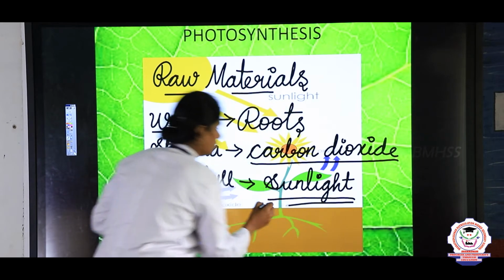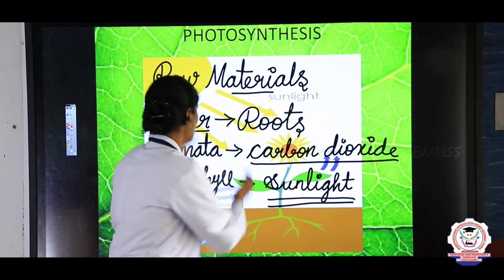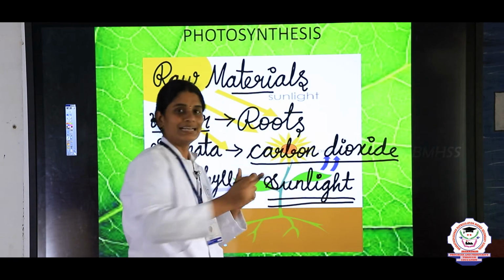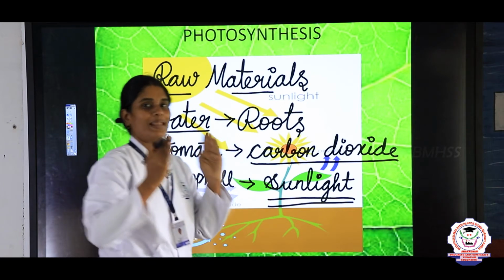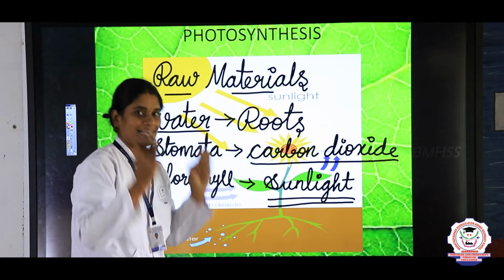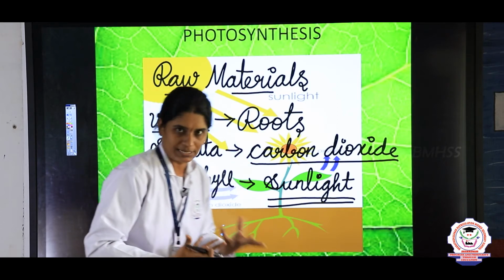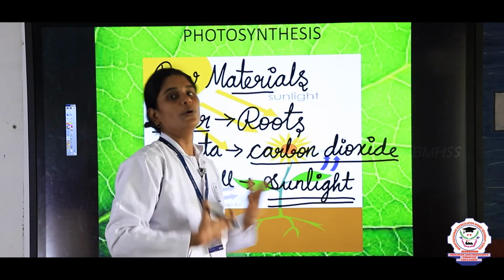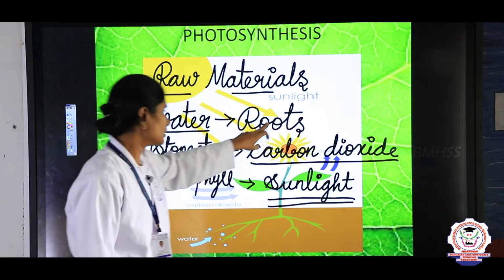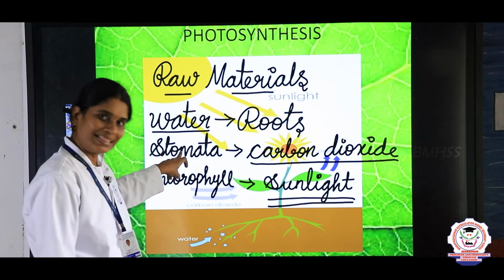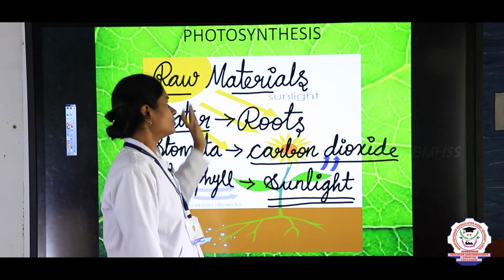So, now the 3 raw materials the plant will take up, they mix the water, carbon dioxide and sunlight, and they mix together and they prepare the food, right. So, now you know how the plants prepare the food. The plant needs sunlight, the plant needs water, the plant needs air, that is carbon dioxide. Then only the plant can produce the food, right. So, what are the raw materials? Water through the roots, carbon dioxide through the stomata in the leaves, sunlight through the chlorophyll in the leaves, right. So, these are the raw materials.